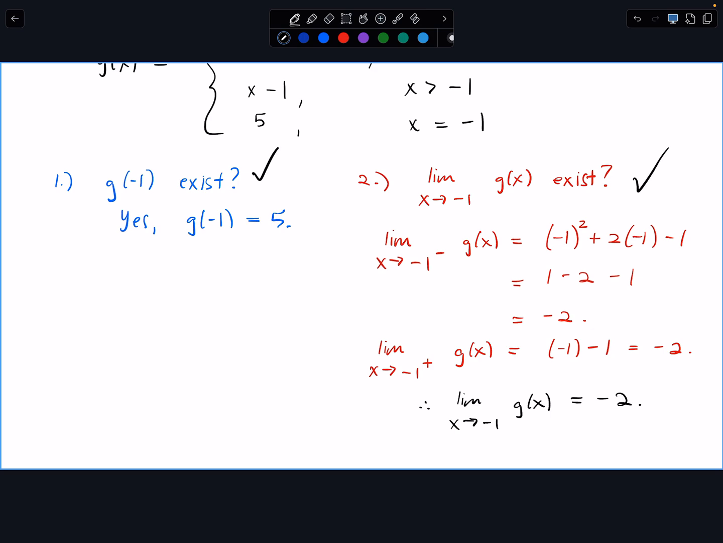Check. What's the last thing you have to check? Yeah. This has to equal what? The limit. And if it doesn't, that means what? It's discontinuous.